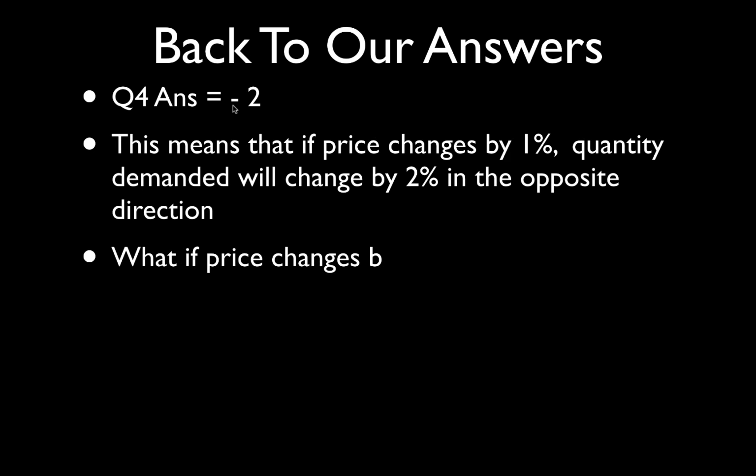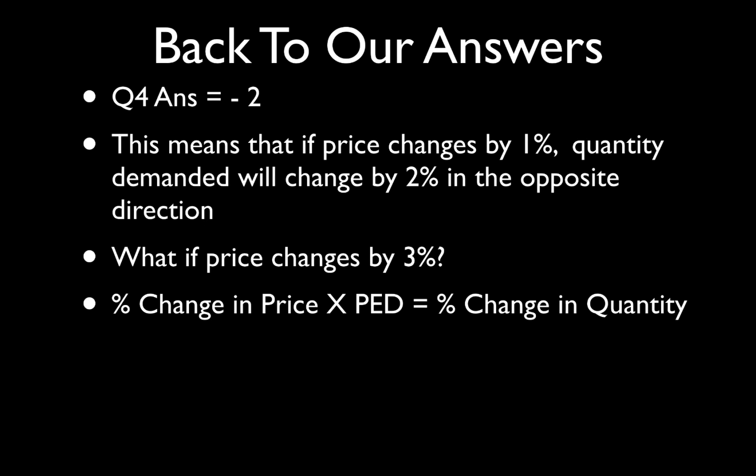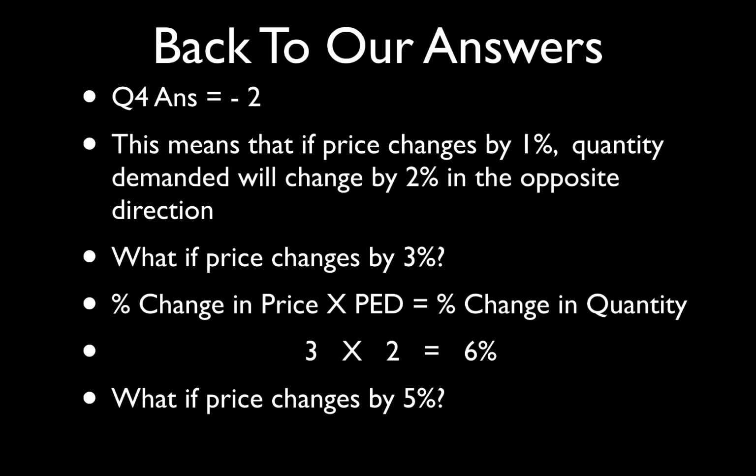So again, what if price changes by 3%? Well, percentage change in price multiplied by the PED equals percentage change in quantity demanded. So it's 3 by 2 equals 6%. If price rises by 3%, quantity demanded will fall by 6%. If price falls by 5%, quantity demanded will rise by 10%. It is the percentage change in price multiplied by the PED.